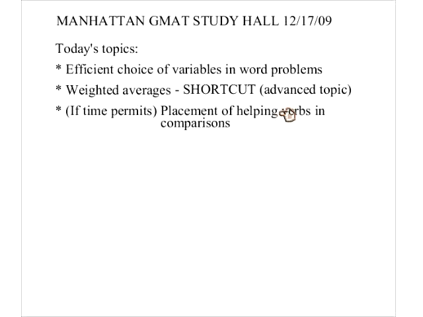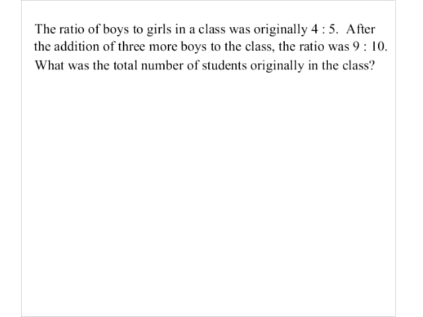In any case, here is our menu for today, and what I want to start talking about is efficient choice of variables. We're going to begin that topic with a problem like this. The ratio of boys to girls in a class was originally 4 to 5. After the addition of 3 more boys to the class, the ratio is 9 to 10. What was the total number of students originally in the class?